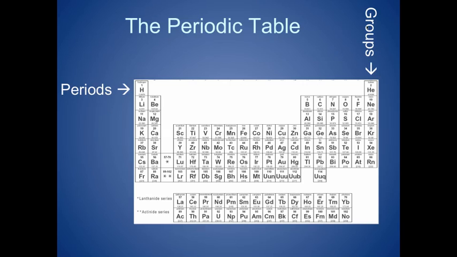The vertical columns, those are called groups. They're also called families, so either one of those works. Families or groups for the columns. And we typically will have this family to know, the second column family. We kind of skip over transition metals a little bit, and then you've got column 3, column 4. These are all different families. And we'll get into the names a little later.